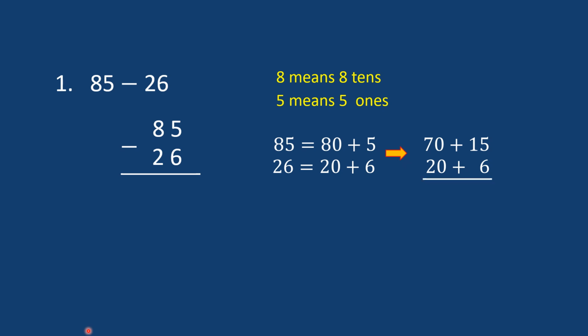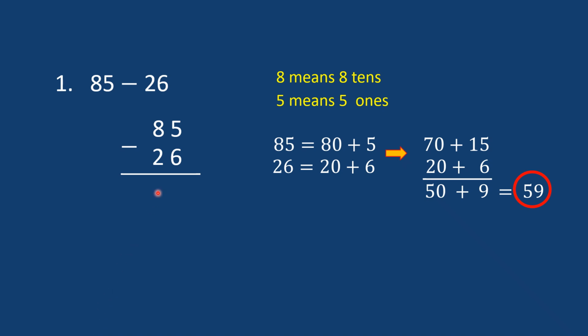15 minus 6 is equal to 9. And 70 minus 20 is equal to 50. 50 plus 9 is equal to 59. So the answer is 59.